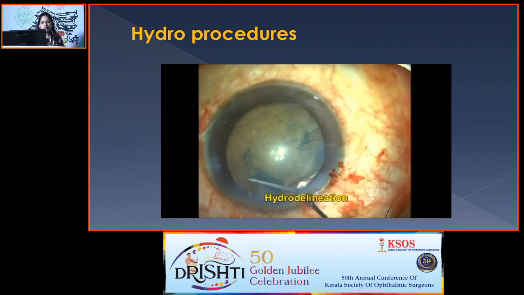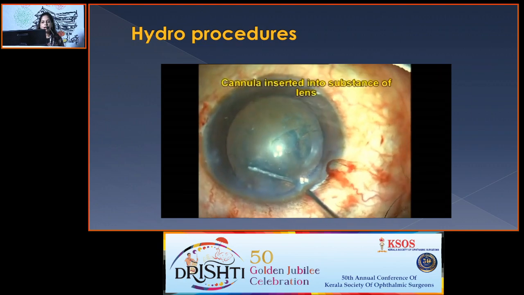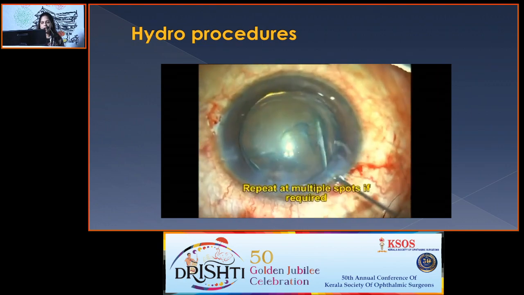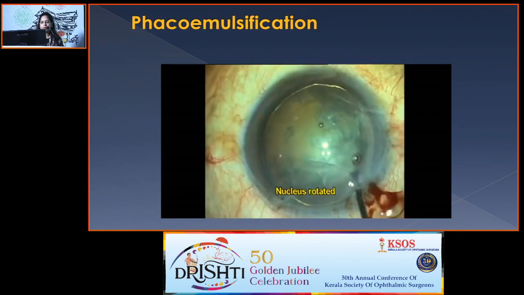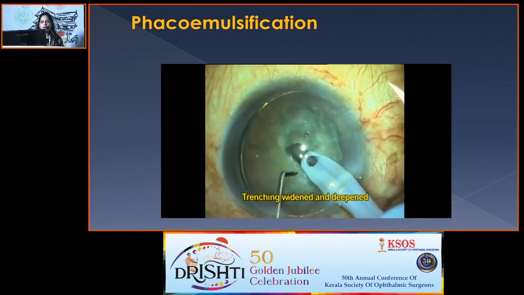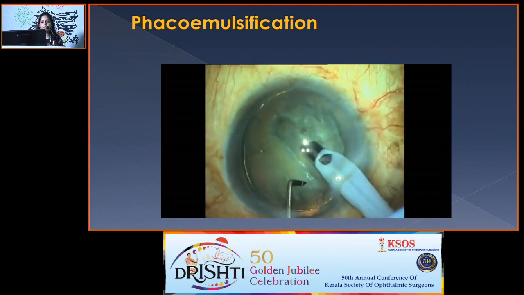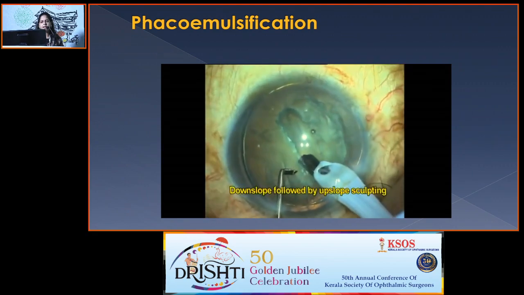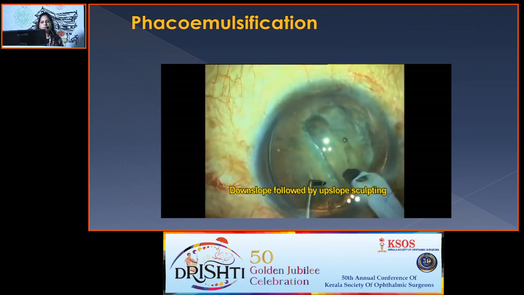Inject fluid into the nucleus matter. See the golden ring, and that is the hydrodelineation. Once the nucleus rotation is complete, you can start your phacoemulsification. Go with a bevel down pattern to make the trench. Give maximum power at the center of the nucleus because it is a biconvex in shape.